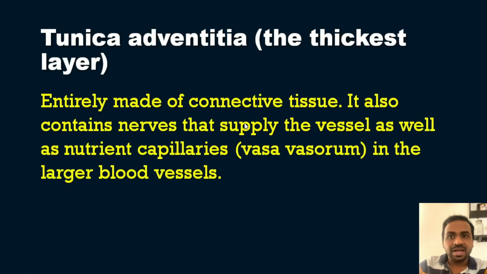Then comes the last layer, that is Tunica adventitia, which is the answer for the question we asked. It is the thickest layer and it is entirely made up of connective tissue, and it also contains the nerves that supply the vessel as well as the nutrient capillaries, that is vasa vasorum, in the larger blood vessels. Okay, so this is the information regarding the layers of blood vessels and their anatomy, and the cells present in these layers and their functions. I think you are getting a bunch of information from this question.